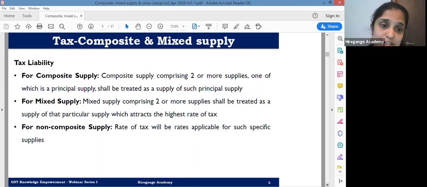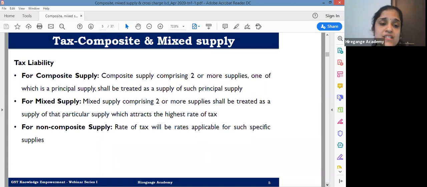Even though the facility of canteen, which he may be giving the food in, may be taxed at 5%, still, since the essence of the bundle for his business, in his normal day-to-day course of the operations of his business, is coming through from the training service, the entire thing will have to be taxed at the rate of 18%, which is applicable to training service.